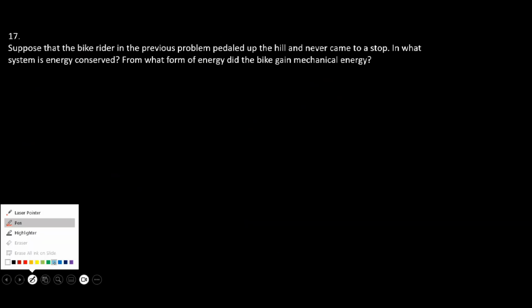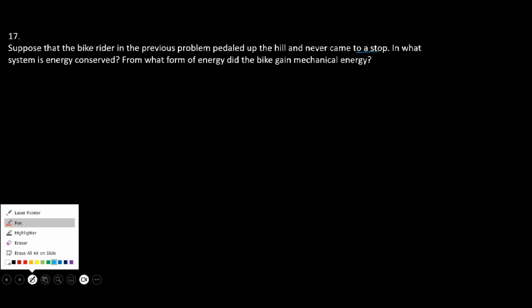Question 17. Suppose that the bike rider in the previous problem pedaled up the hill and never came to a stop. In what system is energy conserved? From what form of energy did the bike gain mechanical energy?